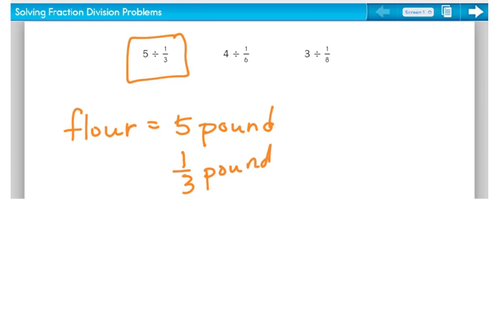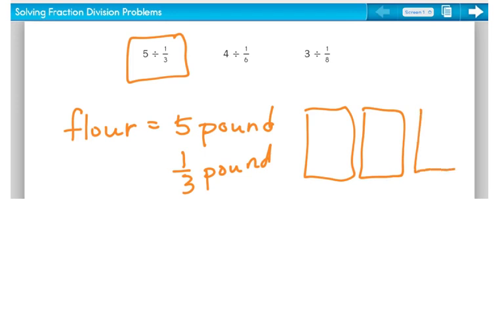One way would be to draw 5 rectangles to represent the 5 pounds of flour, and then split each of those bags into thirds.